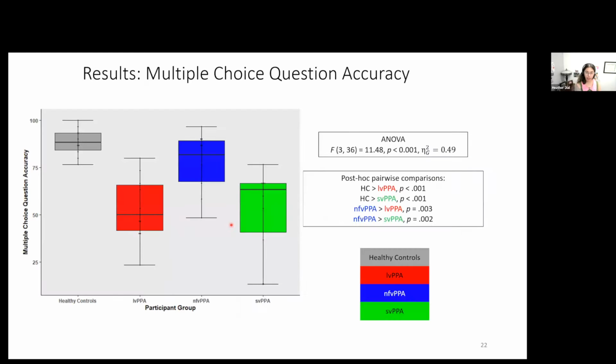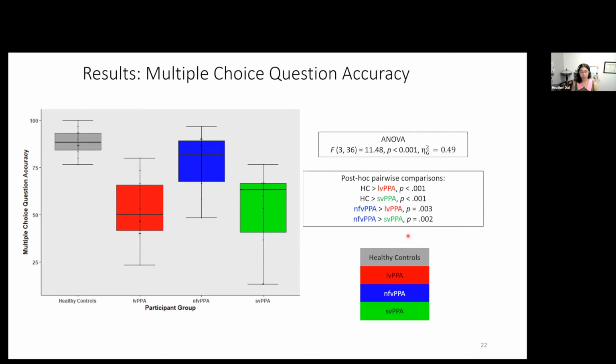So starting with the narrative comprehension, let me orient you to these figures. On the y-axis is accuracy on those multiple choice questions. On the x-axis are the 4 different participant groups. And what you can see is that the control participants had relatively good accuracy, as did the non-fluent variant PPA participants. In contrast, those with logopenic variant and semantic variant PPA performed relatively poorly on these questions. So that's reflected in this significant omnibus ANOVA and these pairwise comparisons. So for multiple choice question accuracy, for narrative comprehension, impaired in logopenic and semantic, relatively spared in non-fluent.